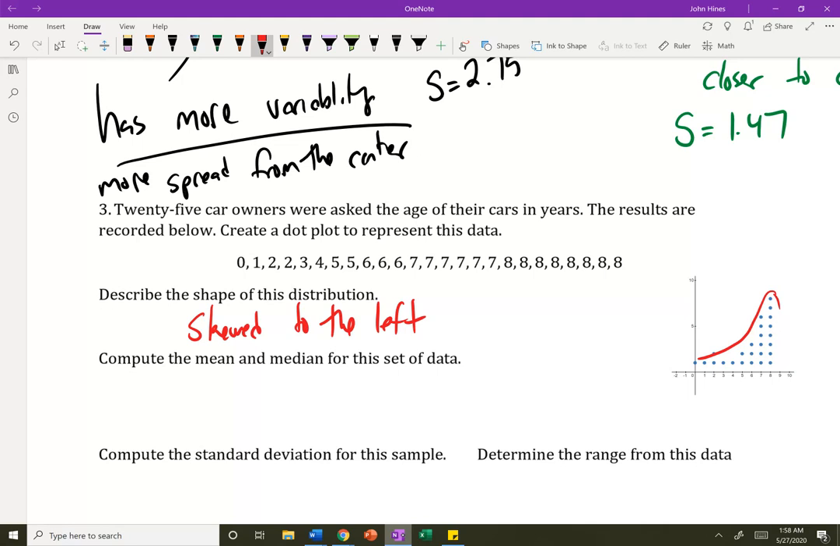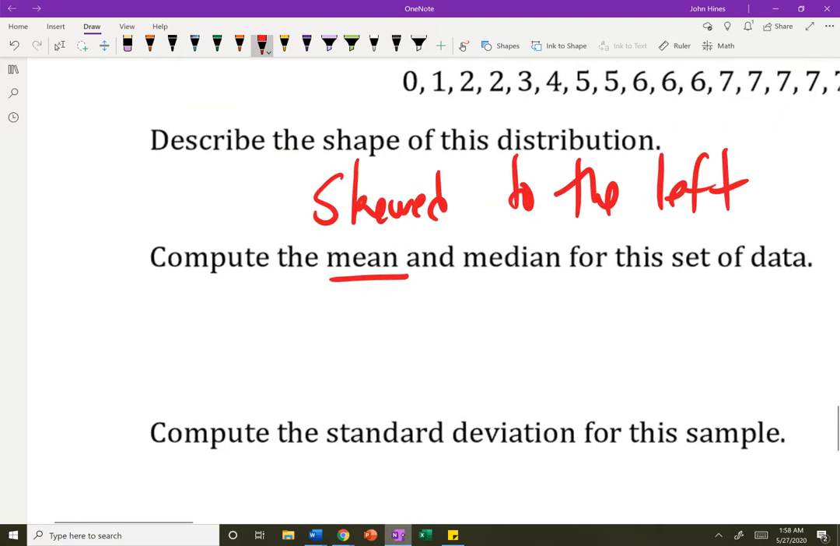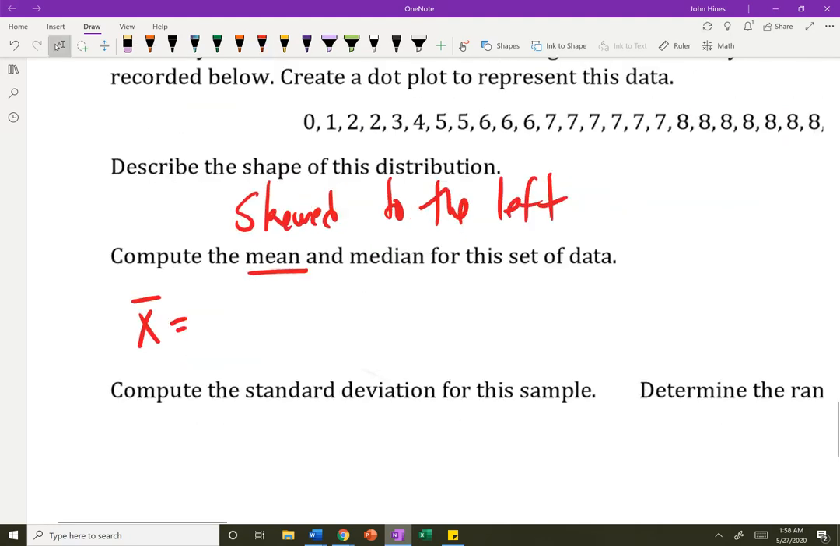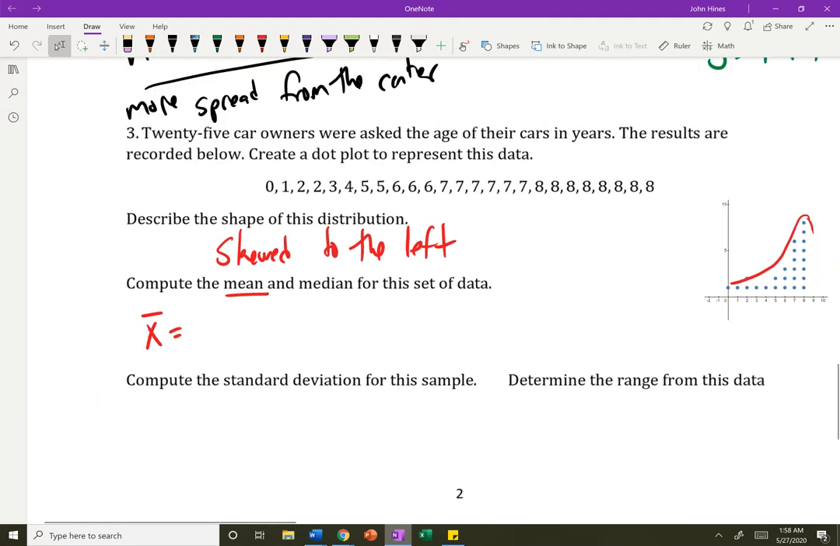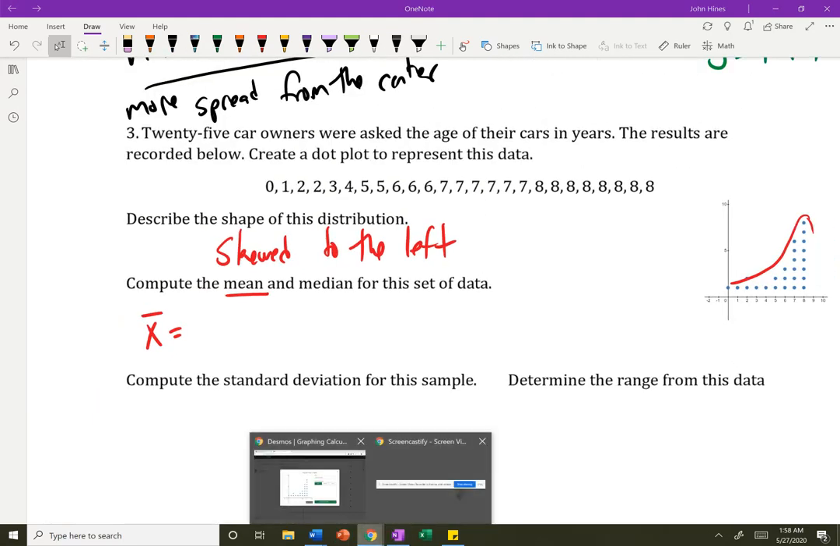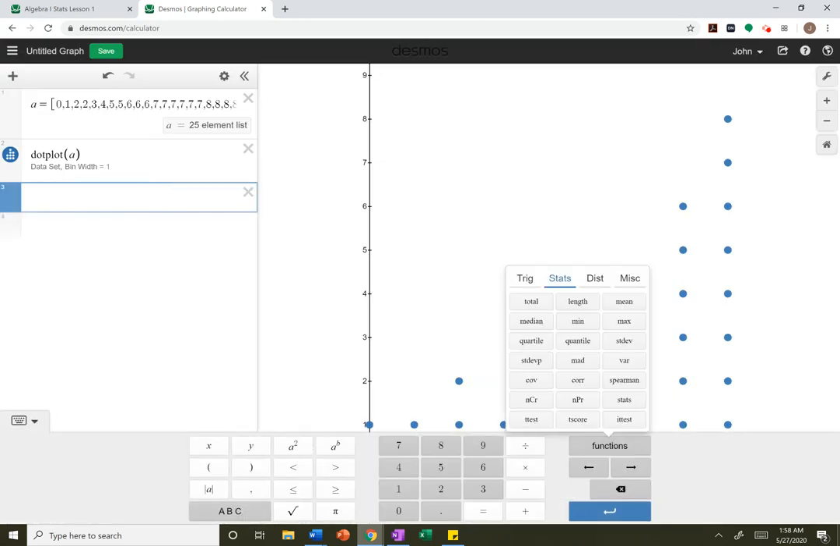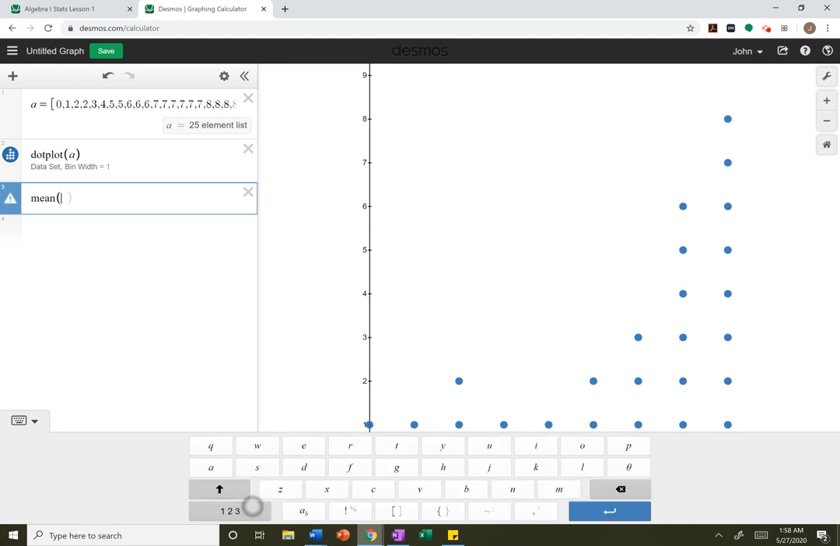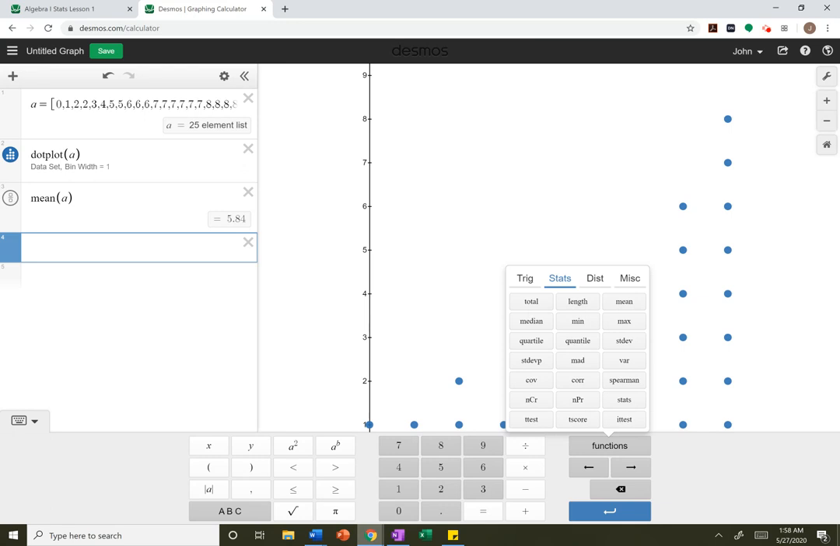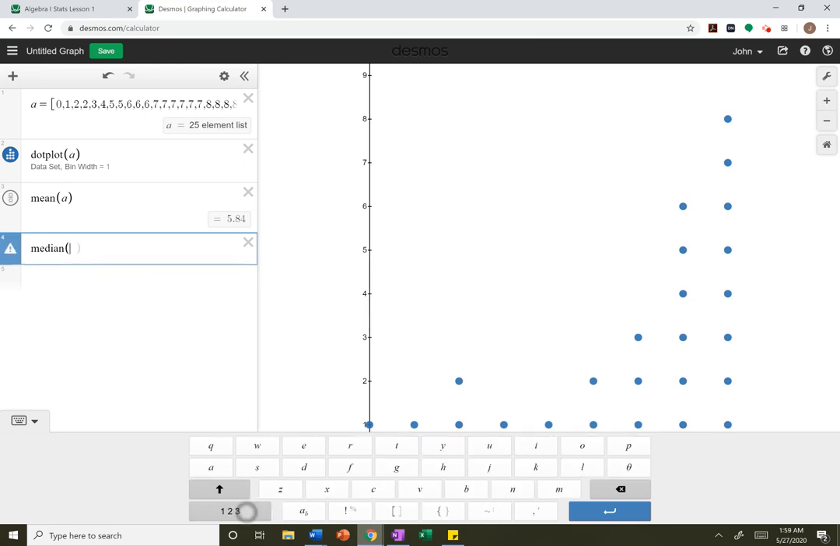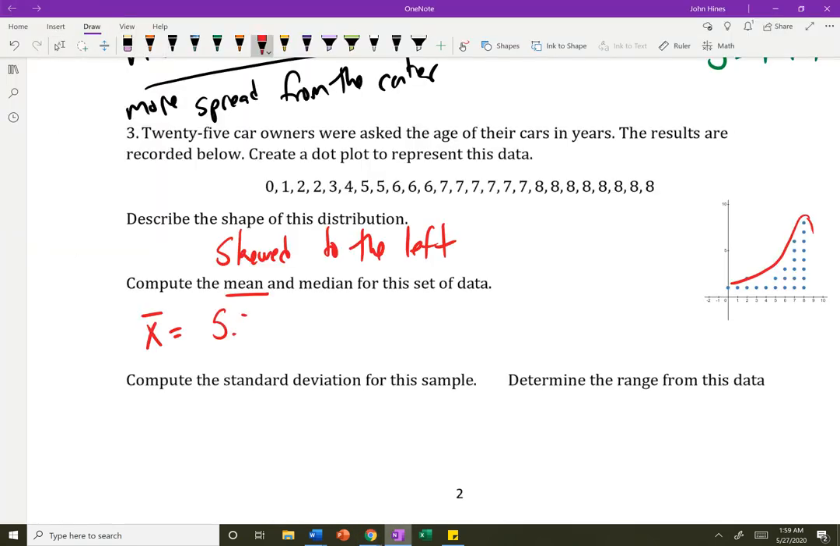Compute the mean and the median. Sometimes when I talk about the mean, I use the symbol X bar. That symbol X bar represents the average, the mean. So I'm going to go back to Desmos now and just say, give me the mean and the median. Functions, mean of A. I want the median as well. So you could type in the word median or function statistics median of A. So the mean is 5.84 and the median is 7.